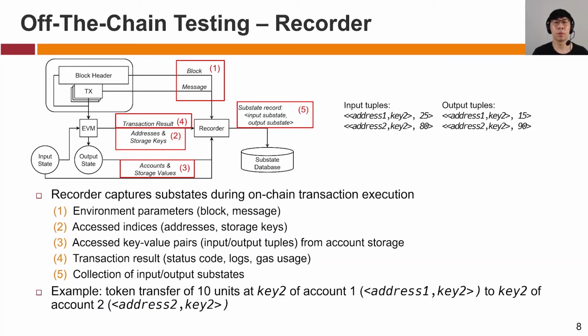Here is an example of input-output tuples from a token transfer of 10 units at key 2 of Ethereum account address 1 to key 2 of Ethereum account address 2. The recorder traces access indices, address 1 key 2 and address 2 key 2, the second step. When the execution finishes, the recorder collects the input-output tuples from the input and output states of the transaction. Then, the recorder stores those tuples in the substate record, together with environment parameters and the transaction result.